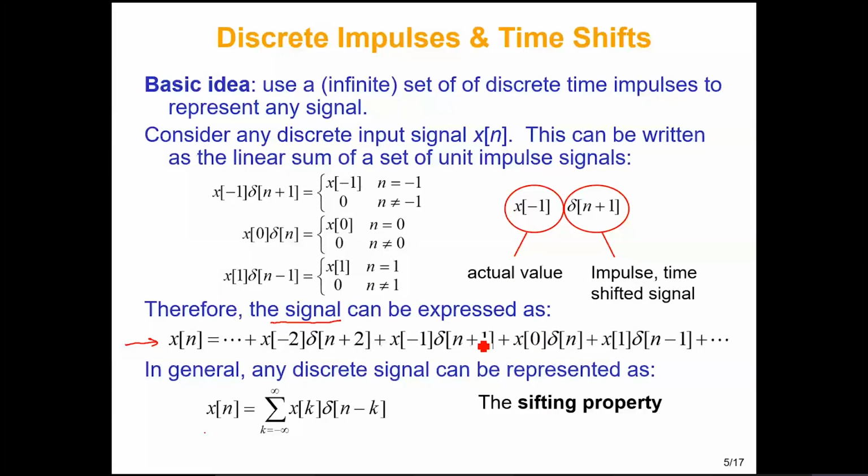So whatever we have, we can just express the signal in terms of scaling part and this delayed impulse or advanced impulse. So we can just add all these together and give you your signal, and this is what we actually showed, that any discrete time signal can be represented in terms of sum of scaled delayed impulses.